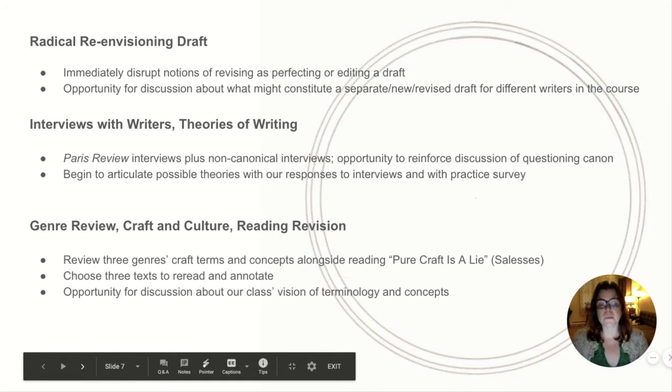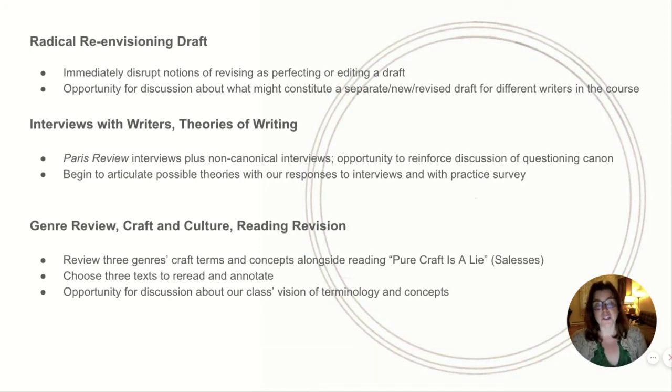Students begin the course by completing a radical re-envisioning draft in order to immediately disrupt notions of revising as perfecting or editing a draft. Next, we read canonical interviews from the Paris Review interviews, working to pull out any beliefs or theories we see the writer using. And then each student also finds non-canonical interviews to recommend.